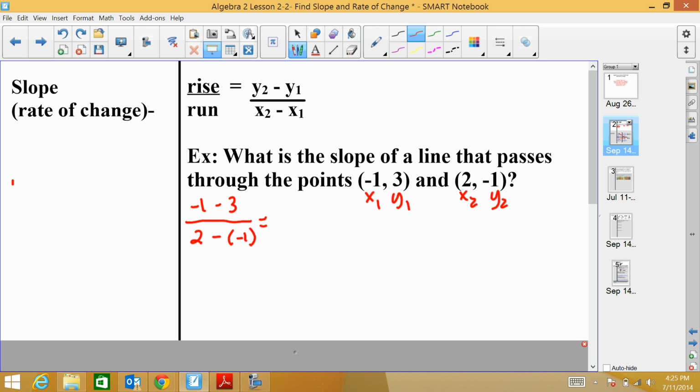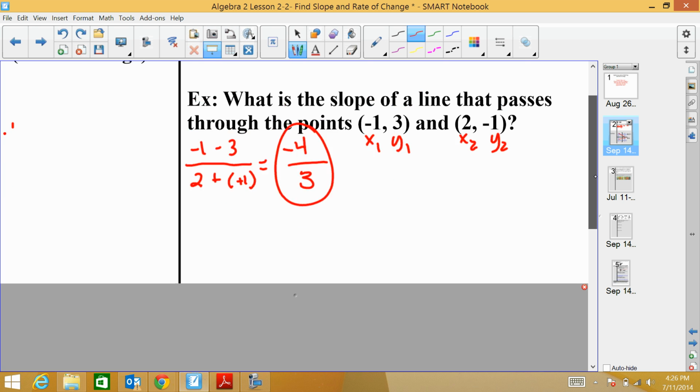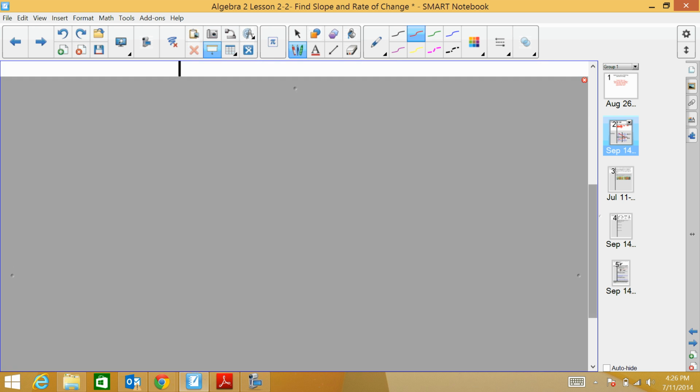So if we work this out, you need to work out the top separate from the bottom. -1 minus 3 is -4. And 2 minus -1, that turns into addition, so that would just be 3. So the slope of our line is -4/3. All right, now let's try some using graphs.